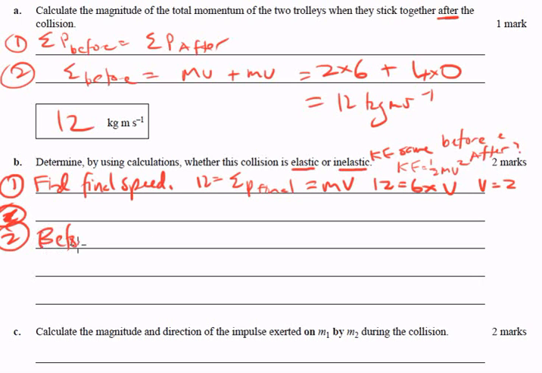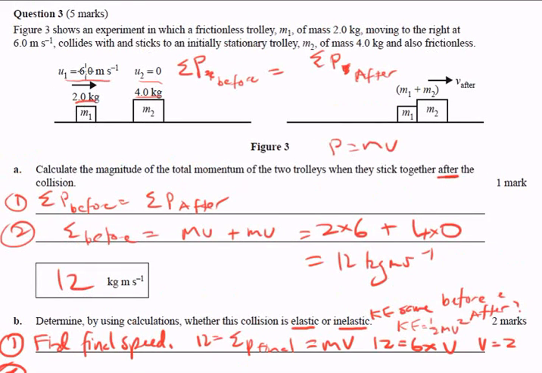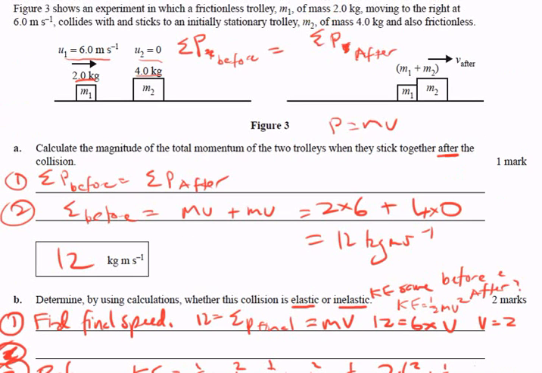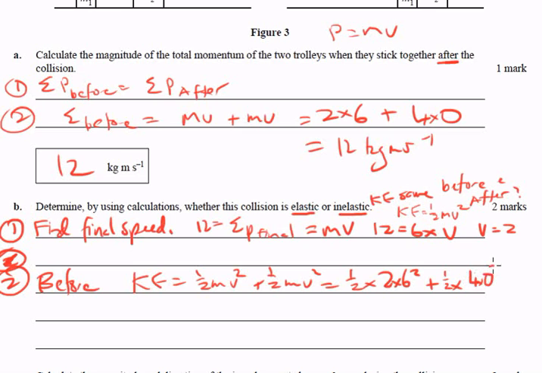So now that I've found that, let's actually do the kinetic energy before and afterwards. Before, the kinetic energy equals half mv squared plus half mv squared, which equals half times the initial mass. The first one had mass 2, speed 6: 2 times 6 squared, plus half times the other one, which had mass of 4 and speed 0: 4 times 0 squared. So 6 squared is 36, 2 times a half, equals 36 joules.